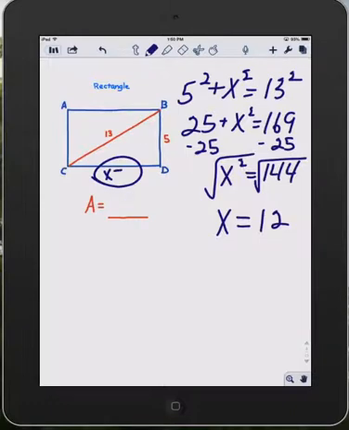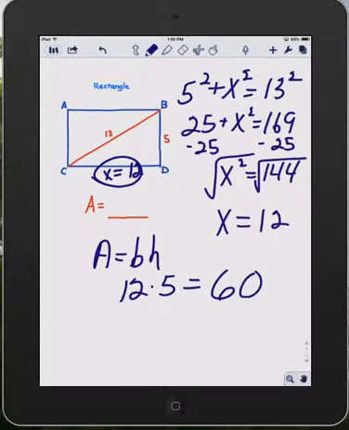So now we still have to find the area. So we say area equals base times height, and the base is equal to 12. The height is equal to 5, so the area is equal to 60, which is the answer to the question.